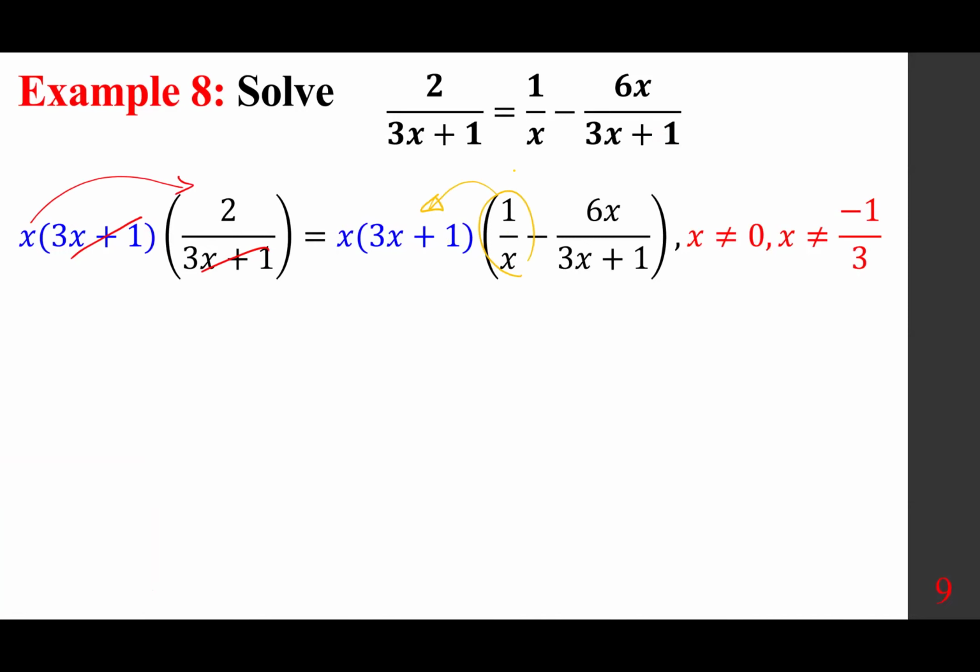So this will give us 3x plus 1 times 1. When you multiply it by this guy, 3x plus 1 goes away, you get x times 6x, and don't forget the negative sign. Okay?